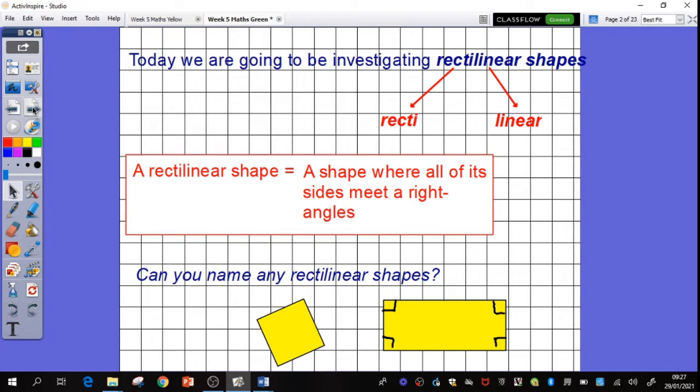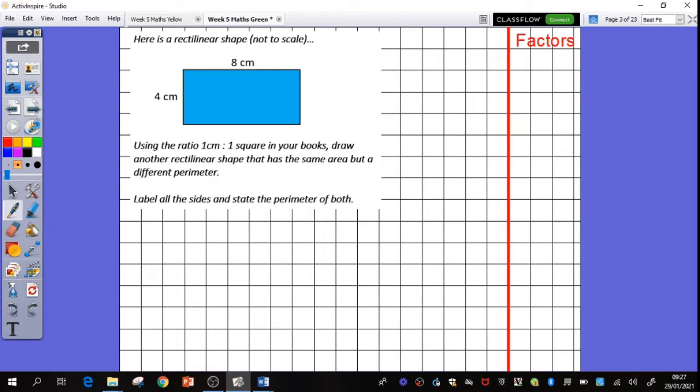Today we're going to be investigating rectilinear shapes. A rectilinear shape is a shape where all of its sides meet at right angles. And you can see that I've drawn my right angles on my rectangle here. I've also drawn myself a square. A square's sides all meet at right angles. And sometimes a square can be shown a little bit differently, like this. But it's still a square because its sides are meeting at right angles there. You might need to know that little bit of knowledge later on.